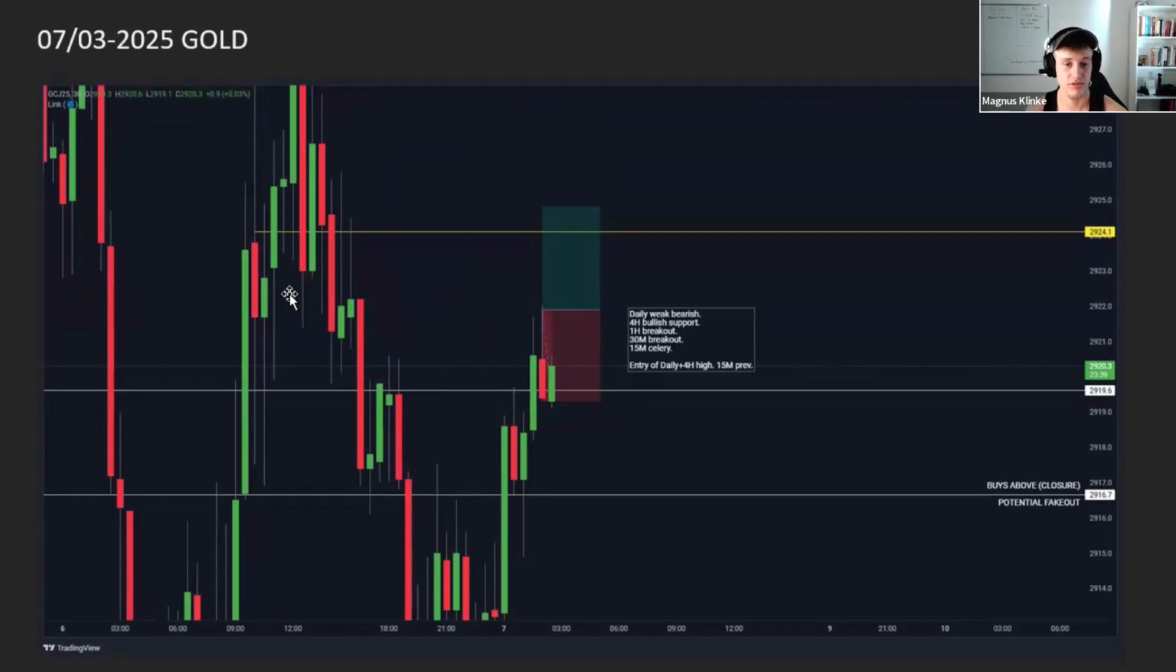Very good idea on all of that. Even though we had resistance over here, we counted on the higher time frame because this was the 4 hour high. Entry of daily plus 4-hour high, and it was the previous 15. So we got a breakout here in the 15, saw that this could begin to move up if we broke the 4-hour high, and we had a 4 wick fill. Was looking very, very good here.